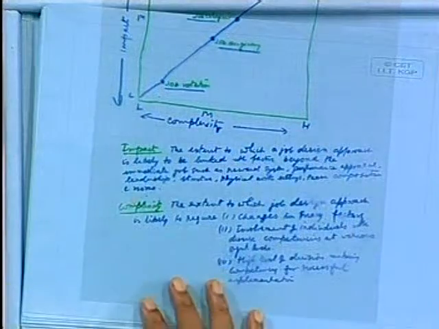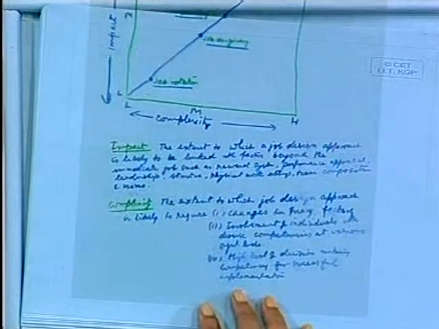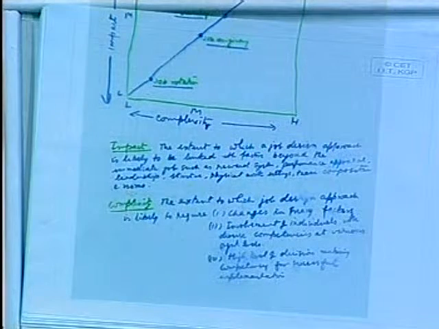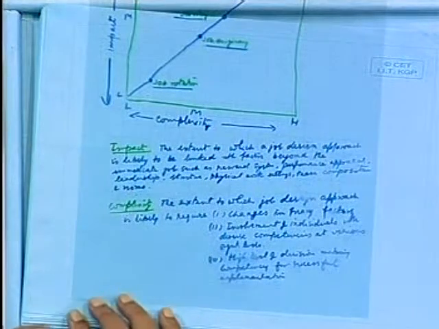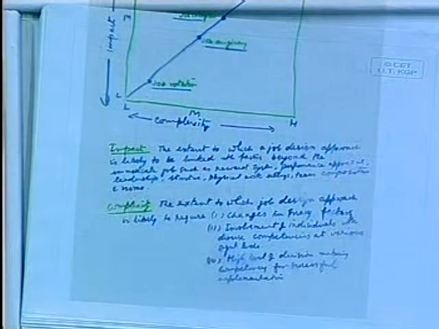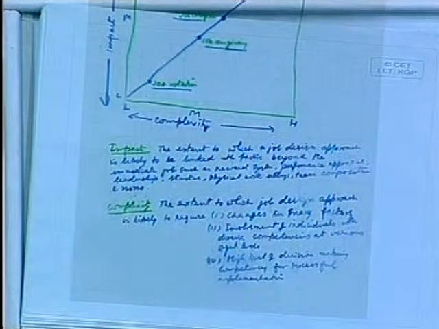Now if you look at these two things, impact and complexity, it is defined here as the extent to which a job design approach is likely to be linked with factors beyond the immediate job, such as how it is linked with the reward system, how it is related to performance, what kind of leadership is expected, or what kind of leadership status is given, and where the job fits into the structure, whether it is on the higher level in the hierarchy or on the lower level.